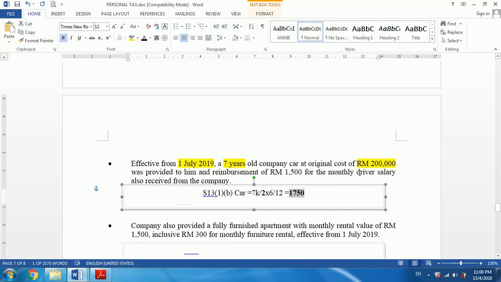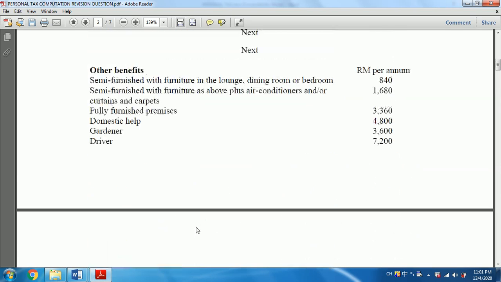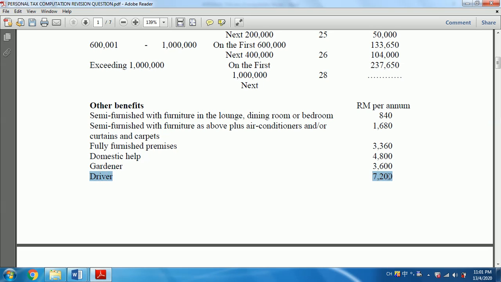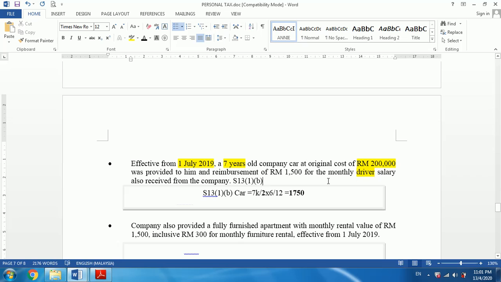And next one, we have a driver salary reimbursement received from the company. I believe that most of you, when you see the word driver, will definitely put in section 13(1)(b). And looking at the reference list, the BIK for drivers will be 7,200. Then because this driver salary, or driver reimbursement, started in July, it would be times 6 divided by 12. But unfortunately, if you do this, you are totally wrong. This is a wrong answer.